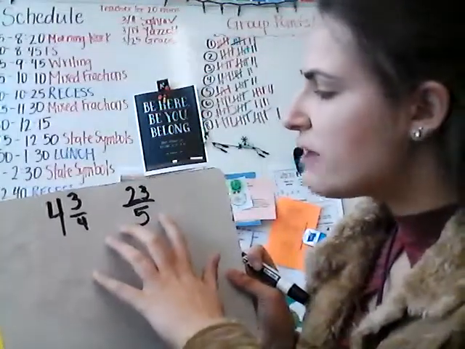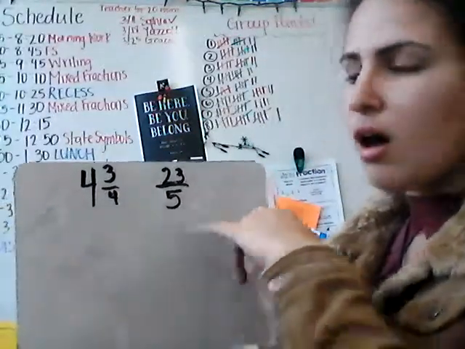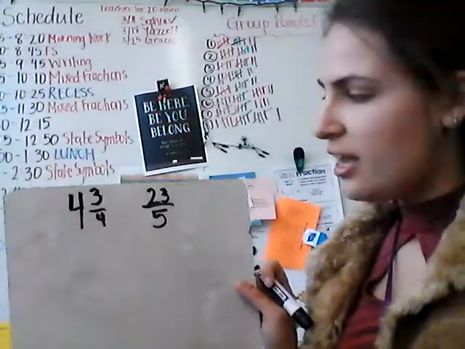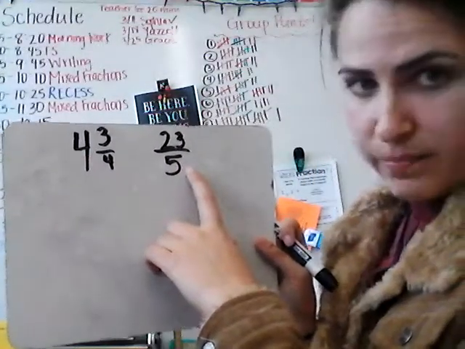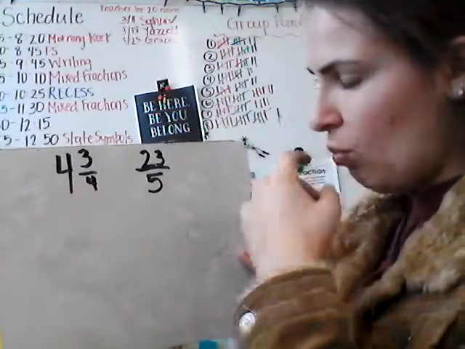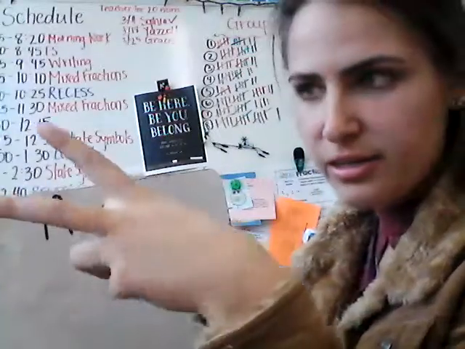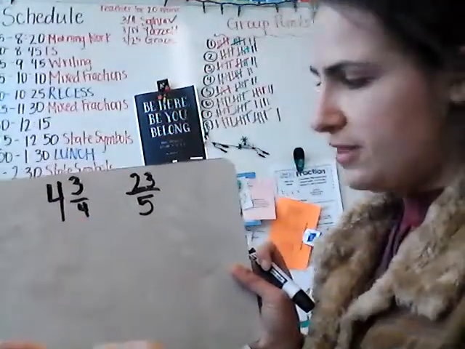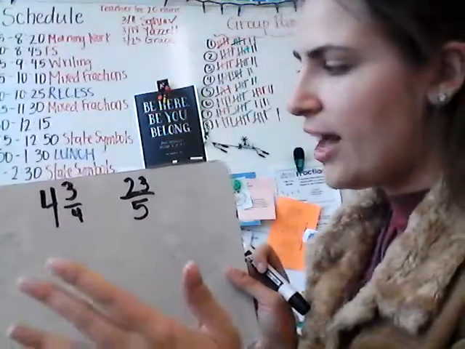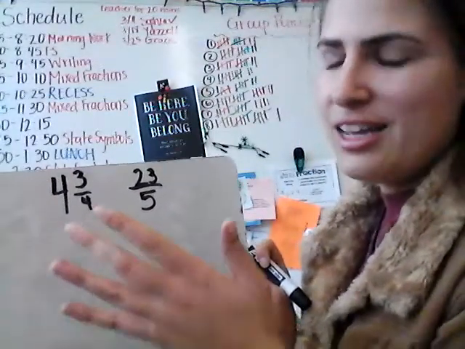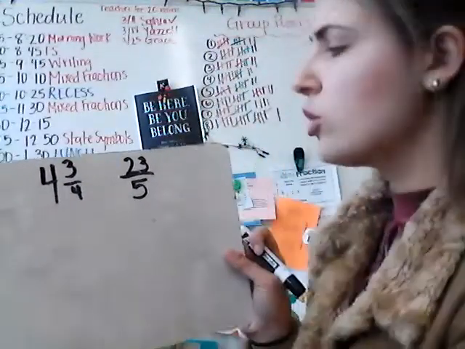So 20 3/5, we're going to think about how many wholes are in 20 3/5. And we know that our unit is fifths. Okay, so one whole is going to be 5/5. 2 wholes is 10/5. 3 wholes, 15/5. 4 wholes, 20/5. 5 wholes, 25/5. Now, we only have 23/5, so we don't have 5 wholes. We have 4 wholes.